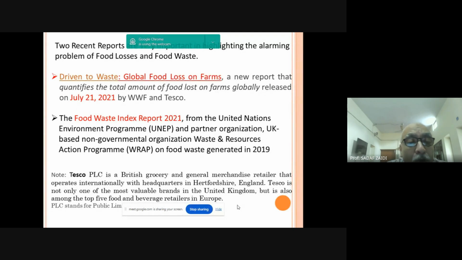The second report, which is another very comprehensive document, is the Food Waste Index Report 2021 from the United Nations Environment Program and partner organizations.